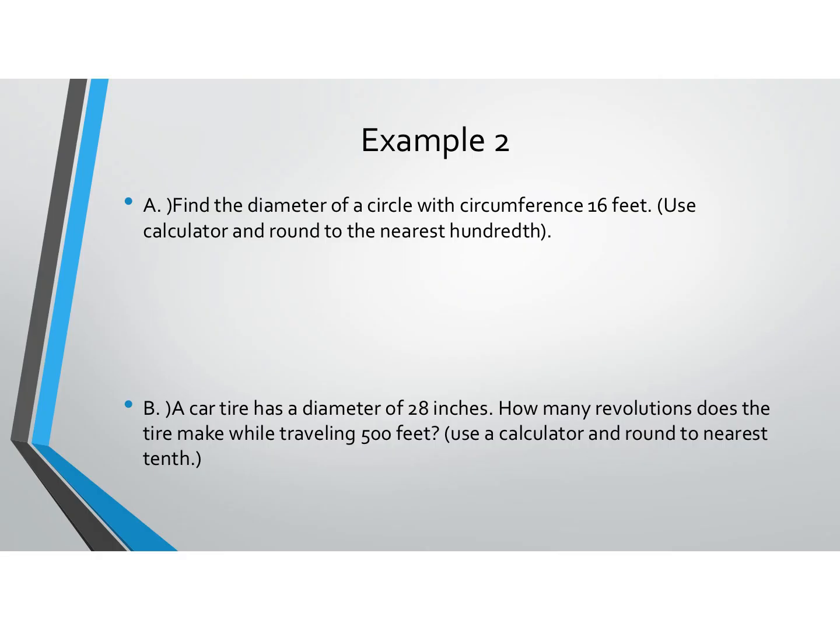So the next example wants us to find the diameter given the circumference of 16 feet. So again, I'm finding the diameter. So I'm going to do circumference is equal to pi d. I'm going to replace the circumference with 16. I'm not replacing anything else. I don't know the diameter. This is what I'm solving for.